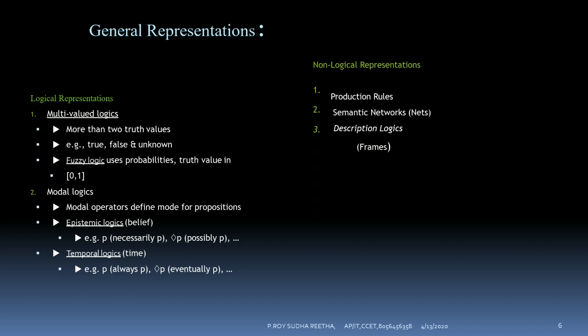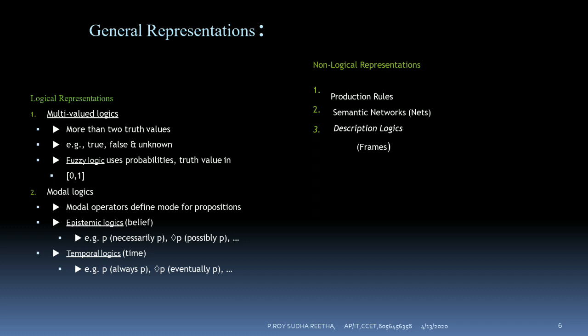Fuzzy logic has been explained in the previous video lecture, and it defines the degree of truthness, whether 0 or 1. It predicts, if it is 0, what percentage comes under 0, and if it is 1, what percentage of 1 comes under the fact. That is explained using fuzzy logic. And secondly, modal logics. Modal logics are modal operators used to define a mode of propositions. Epistemic logic and temporal logic are the 2 examples of modal logic.